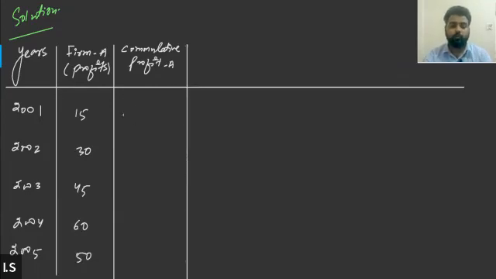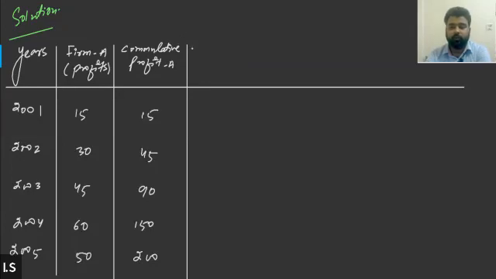Okay, so cumulative profit will be 15. Then we will add 30 to it, 45. Then we will add 45 again, 90. Then 90 plus 60, it will be 150. Then 150 plus 50, it will be 200. Is that clear to you? Yes, sir. Okay.